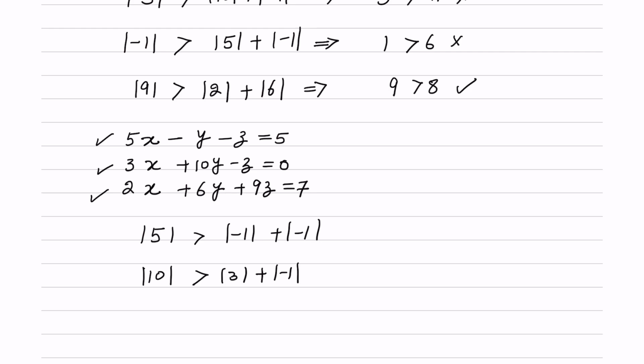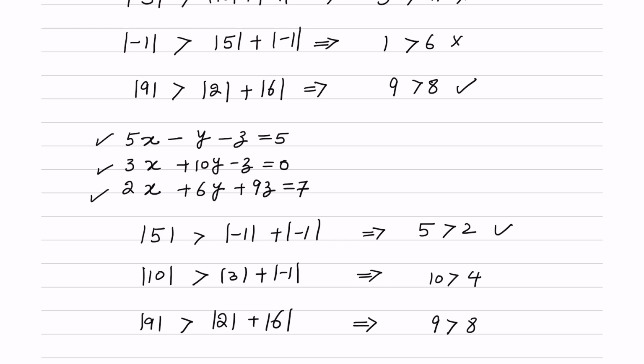And in the third equation, 9 absolute should be greater than 2 absolute plus 6 absolute, because in this equation 2 and 6 are the other two coefficients. Let's check that. First inequality gives us 5 should be greater than 2. Second inequality gives us 10 should be greater than 4. And the third inequality gives us 9 should be greater than 8. All these three inequalities are true. So we will say that yes, this system of equations is diagonally dominant.